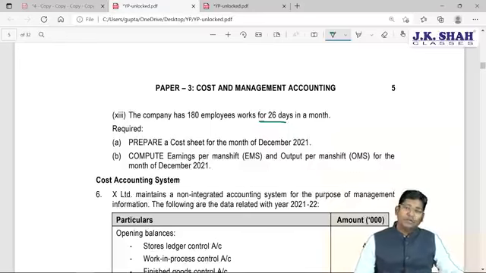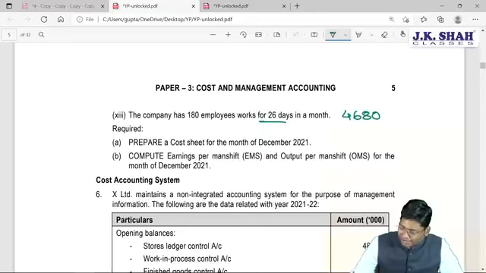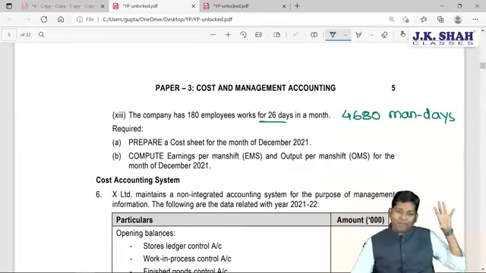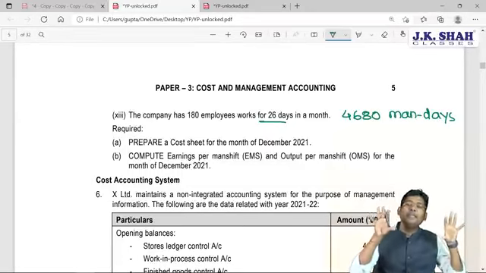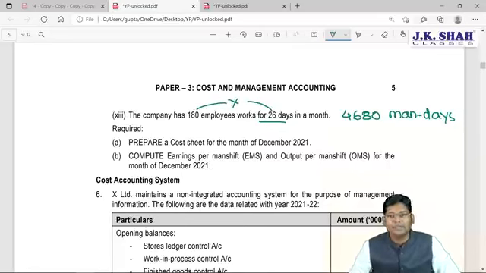Now each worker is going to work for 26 days, and in all 180 employees are there with the company. So there will be a total of 4680 man days available with the company. Sir, what is the meaning of man days? If all men, 180 men, are going to work for 26 days, then how many productive days are to be worked? That is what I have computed by simply multiplying the same. Sir, what is the use of this?